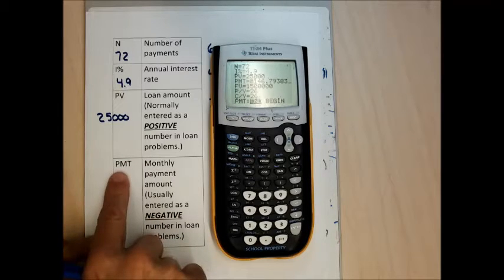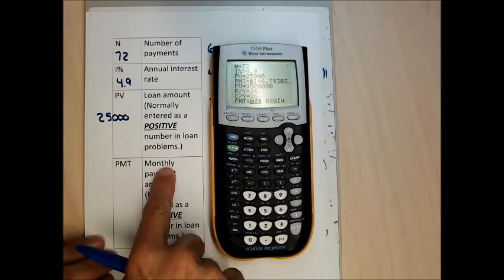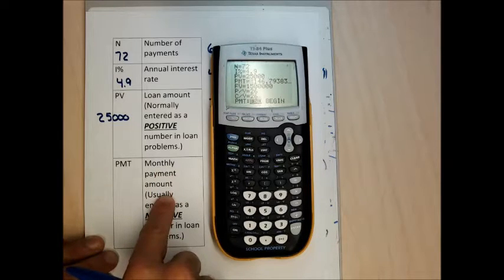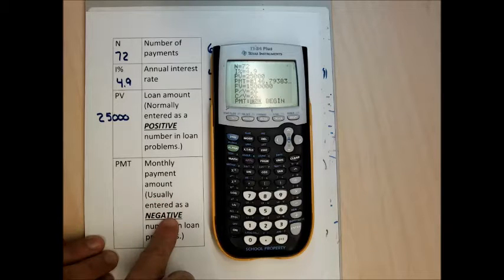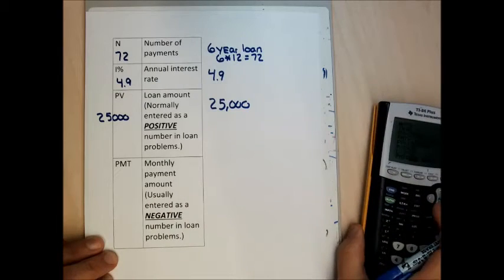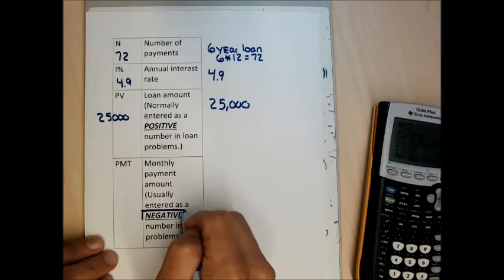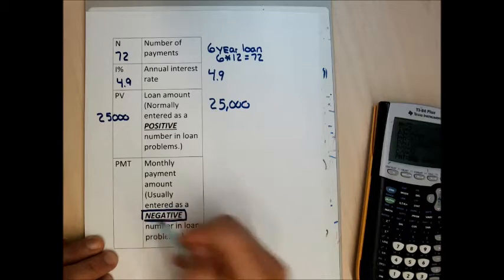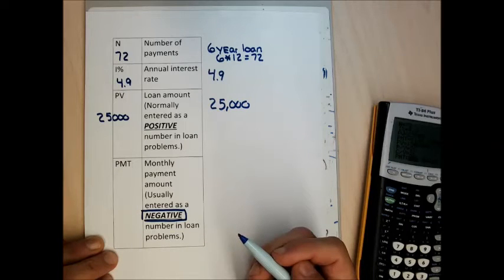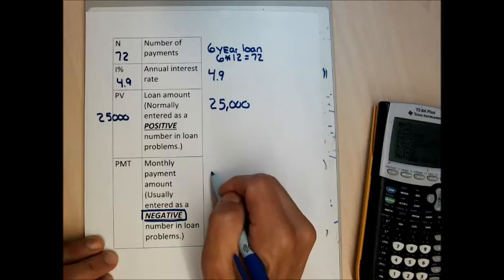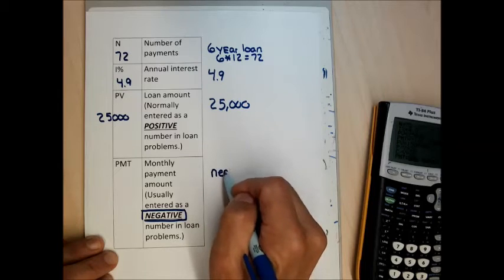PMT stands for payment. And for a car payment or a house payment, usually we make our payments every month. So it usually stands for a monthly payment. And I don't need to know what my monthly payment is. Once I enter everything on my calculator, it will figure out the monthly payment for me. And when it figures it out, it usually makes the PMT, when it's a loan problem, have a negative amount, because negative values represent money that I have to spend.